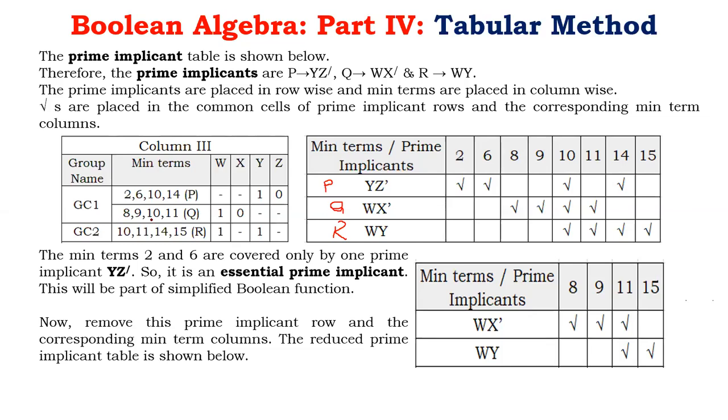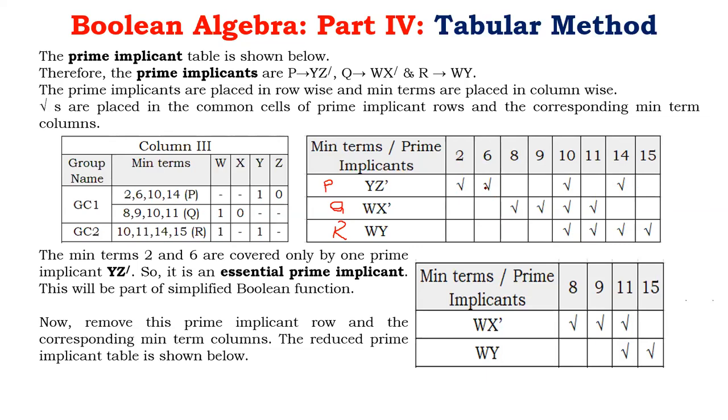And this is Q. Q means 8, 9, 10, 11. This is R: 10, 11, 14 and 15. Okay, so now the table shows that 2 is selected by only one tick.